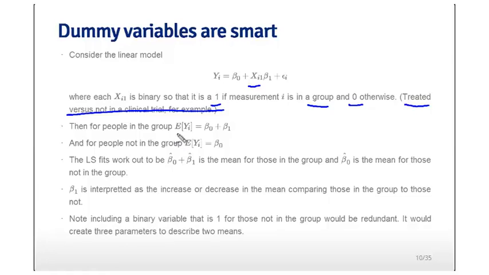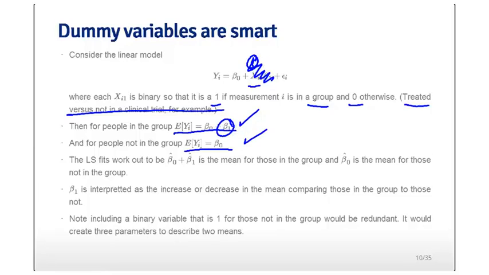Well then for the people in the group, the linear model predicts this: expected value of y is beta naught plus beta 1. And for the people not in the group, xi would be 0, and then this term would drop out, and then the model would predict beta naught. So this is basically saying there's a mean for people in group 1 and a mean for people in group 2. And we can actually interpret what beta 1 means in this case, the coefficient in front of x1.